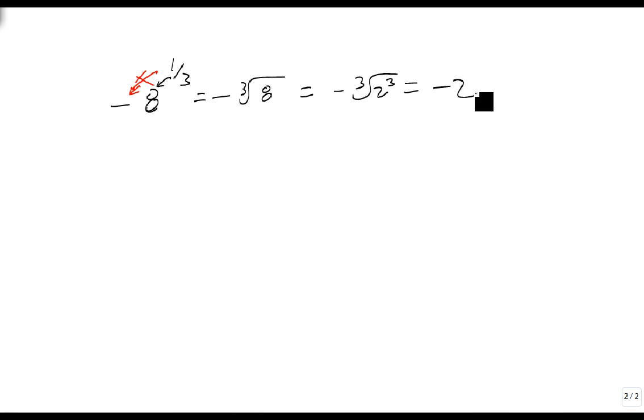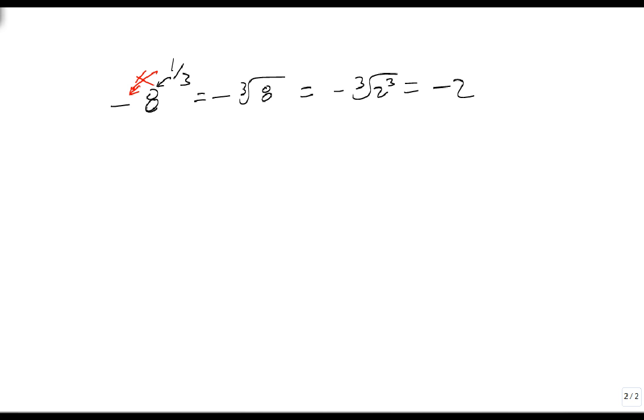Well, this behaves similarly to if we do minus 8 to the 1/3. But I'm doing this one in particular. It looks similar, but notice that the power only sees the 8. It doesn't see the negative sign. So this really becomes negative cube root of 8, which is negative cube root of 2 cubed, which is negative 2.